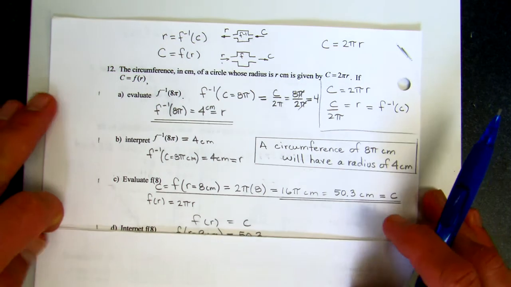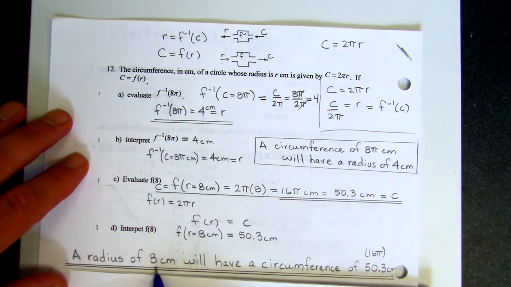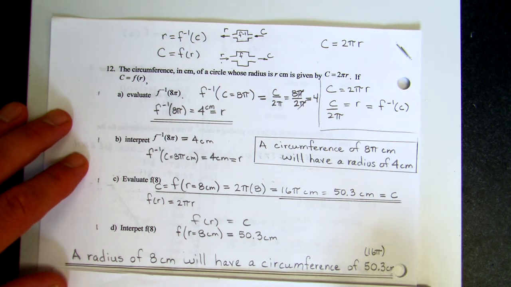And we can say that in words. This says a radius of 8 centimeters will have a circumference of 50.3 centimeters. Notice the units are correct. A circumference is just a distance around the outside, so it's not square or cubic centimeters, just centimeters itself.